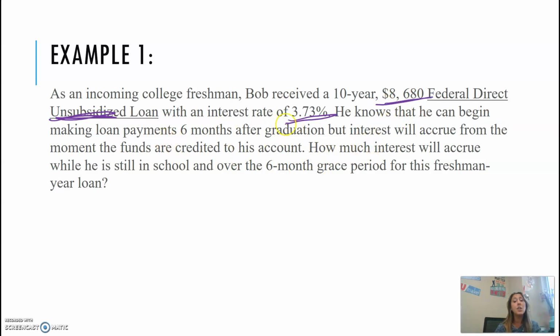And then it says he knows he can begin making payments 6 months after he graduates, but interest is going to start to accrue from the moment the funds are given to him. How much interest is going to accrue while he's in school? So this is where we're going to use the simple interest formula, and we're going to plug it in. So my P was 8,680.